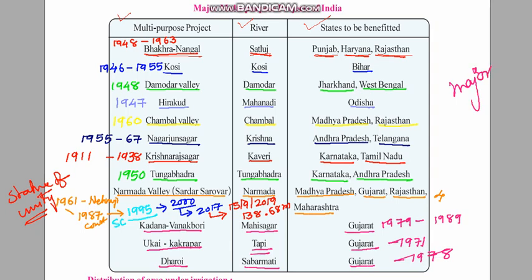So you can see these are some of the major multi-purpose projects. There are others also on different rivers in different states, but these are some of the major ones on which multi-purpose projects are built. So in this video lecture we'll stop here.